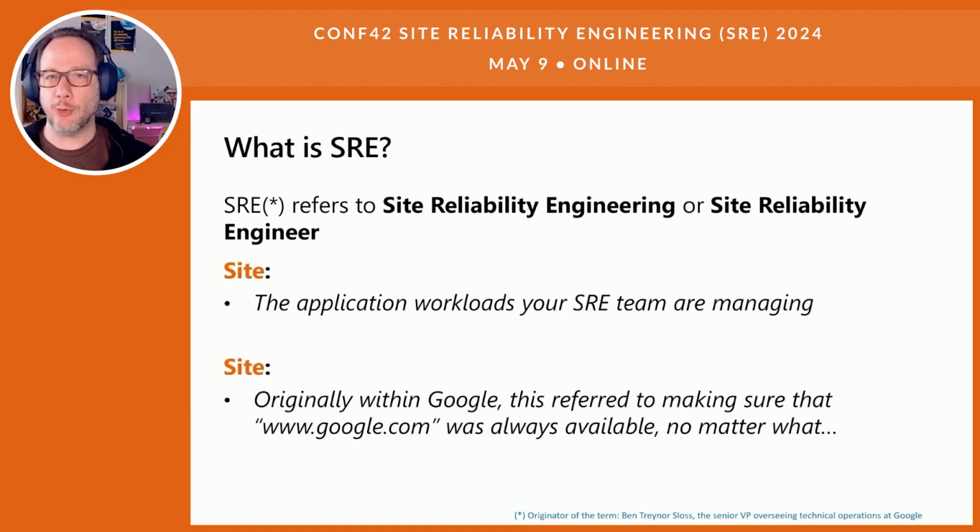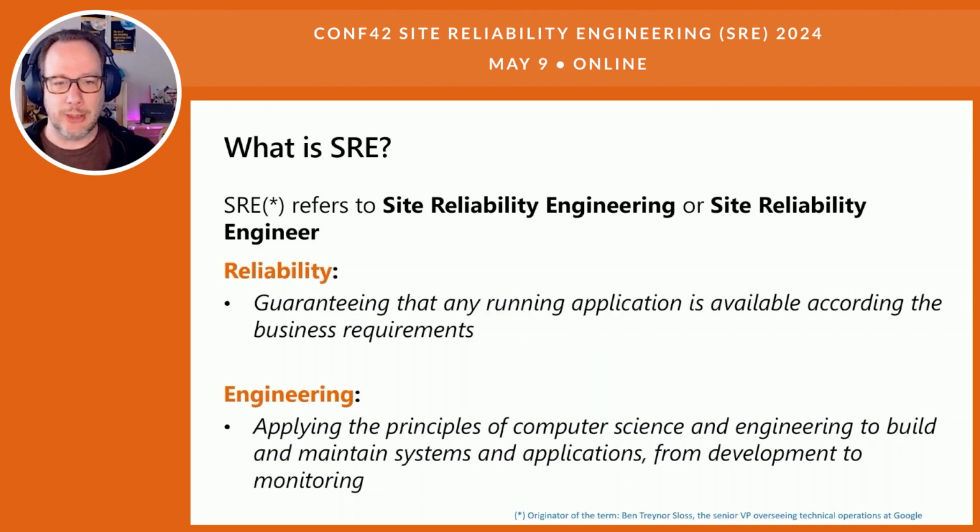Now, when the practice moved out of Google and became a public practice, we refer to site as any possible workload that should run business critical and running 24/7. The other part is the reliability piece, where reliability means that you want to guarantee as a team that any running application you need to support is available, no matter what's happening, or maybe even better, according to business requirements. And the engineering piece is applying the principles of computer science and using engineering concepts to build and maintain your systems and applications, all the way from developing into the monitoring.